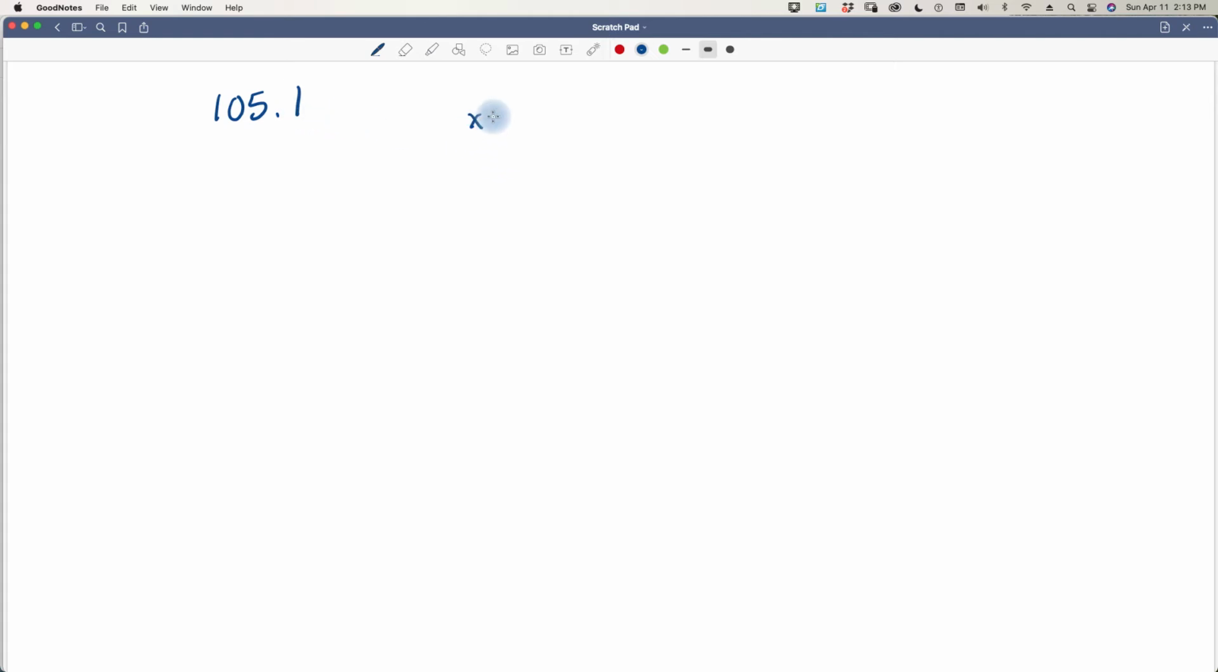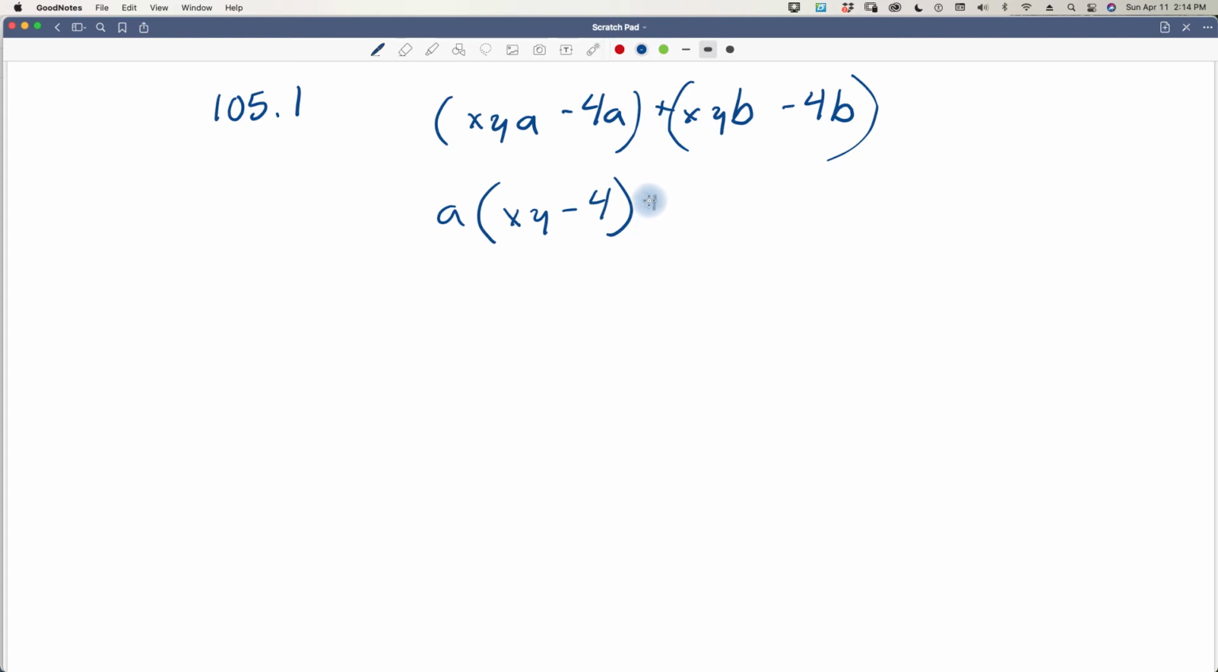So we have xya minus 4a plus xyb minus 4b. Okay, so we could group these terms like this, right? And then we could pull out the a here, and we're left with xy minus 4. And then we could pull out the b here, and we're left with xy minus 4. And then we end up with a plus b times xy minus 4. Correct?